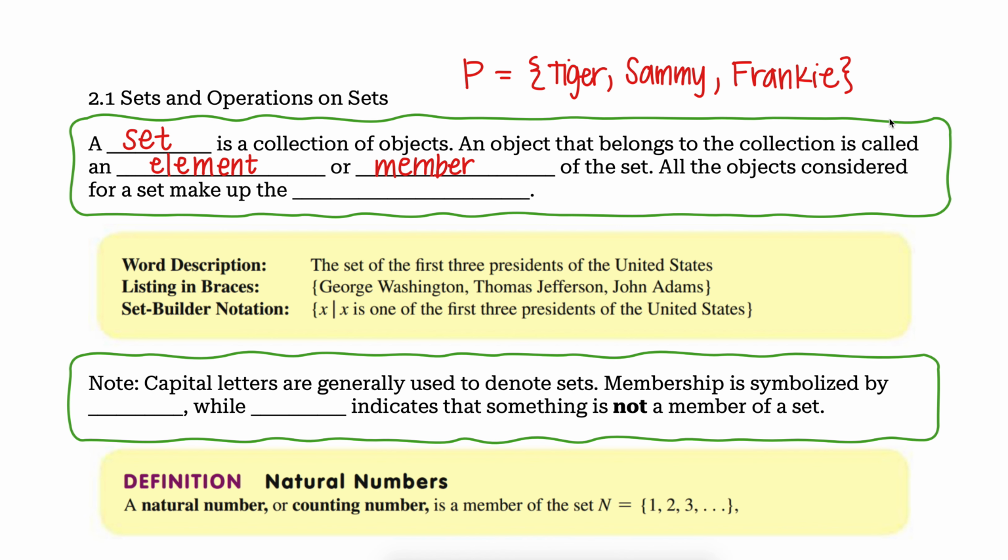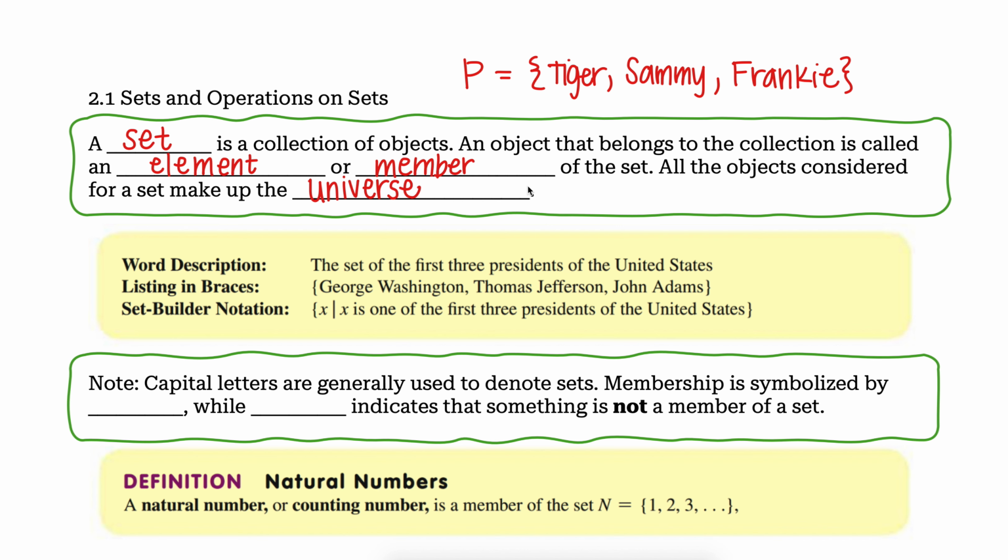Now, all of the objects that are considered for a set make up the universe. So in the case of pets, the universe would be all of the pets in the whole state or country or planet. And then the set are my pets, okay?